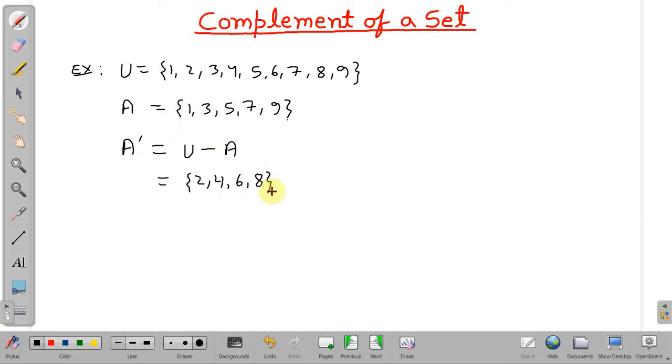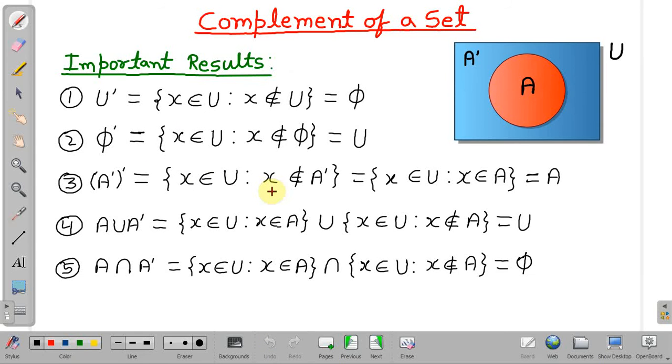Okay, now we will see some important results about the complement of a set. So this Venn diagram we have just seen. Okay, so what will be U complement? U is our universal set. Okay, so by definition we know the complement of a set is x is an element of the universal set such that x is not an element of the given set. So here the given set is the universal set itself.